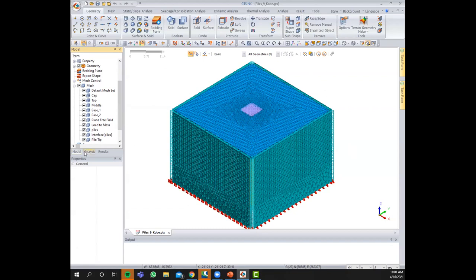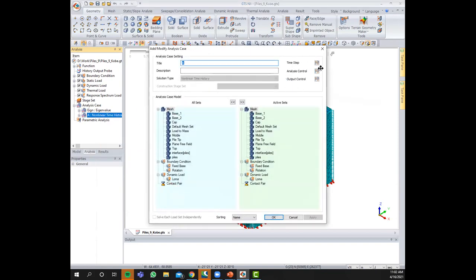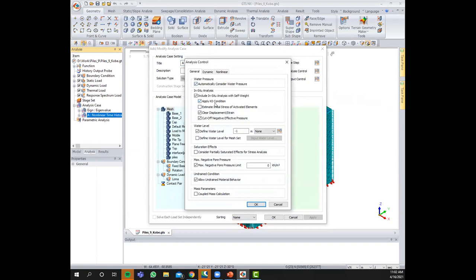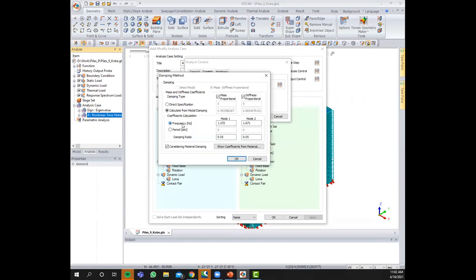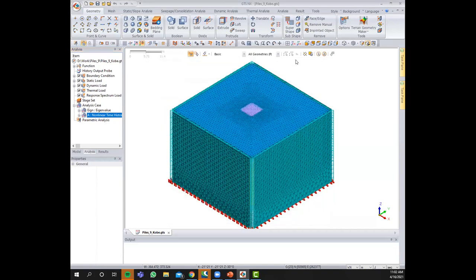Also, you have to include a fixed base in the boundary conditions, and in the analysis you have to perform your eigen analysis in order to obtain the most critical frequencies or the time periods. And if we go to the nonlinear analysis here, we will find that it's important to go to analysis control and define the K0 condition for the in-situ stresses. And also in the dynamic part, you have to account for the Rayleigh damping. So you have to include the frequency and the damping ratio, and you have to account for this damping ratio in all layers, and some other techniques in the model.